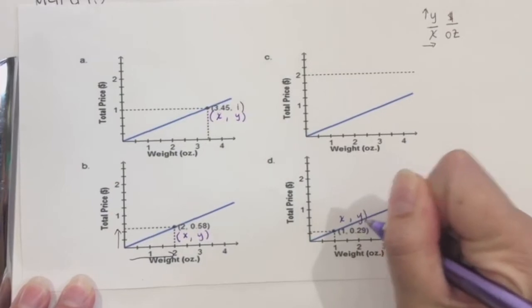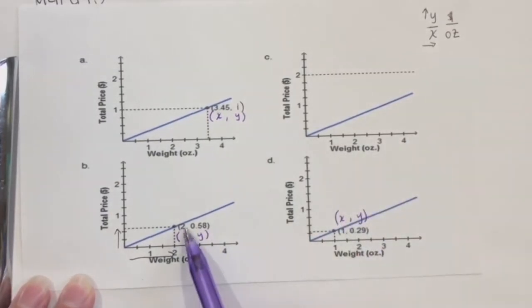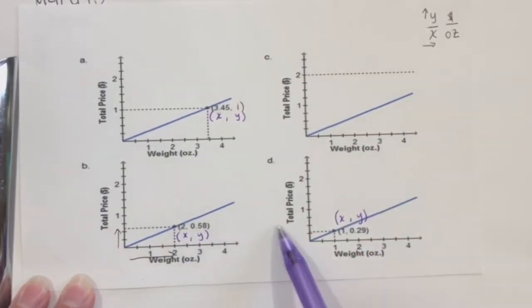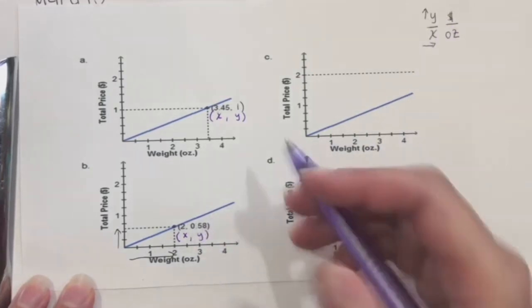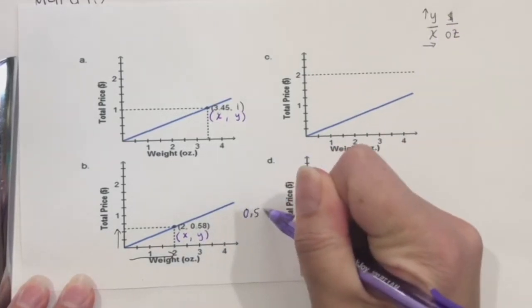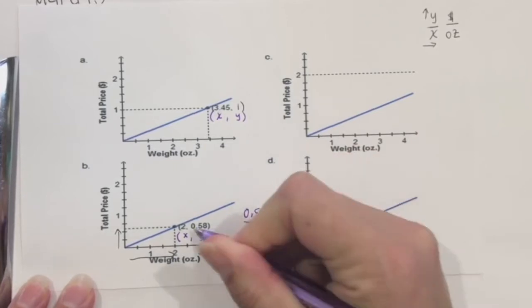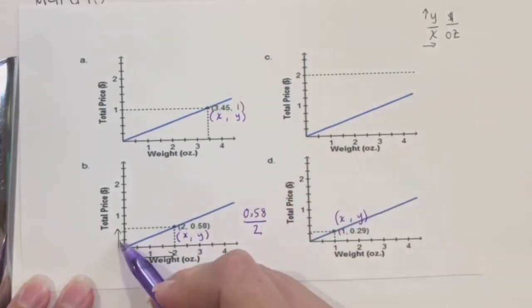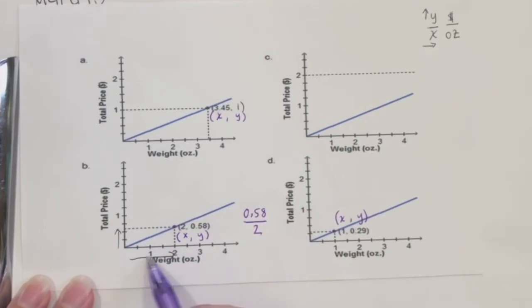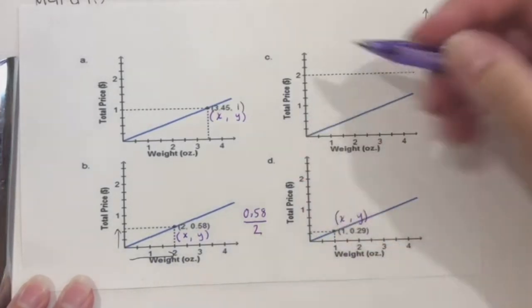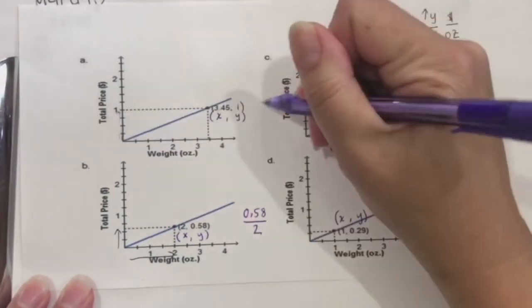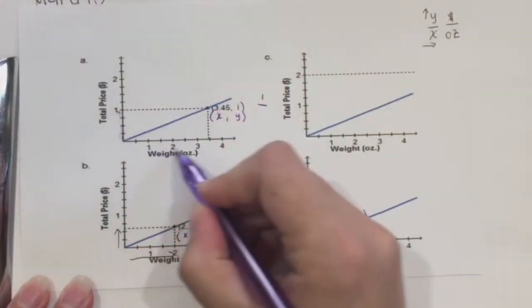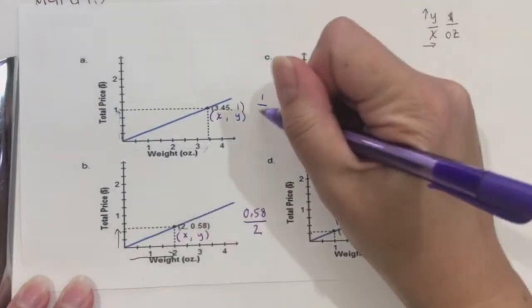X, comma, y. So you might be tempted to put 2 and then a line with 0.58 underneath it, but you would be doing it wrong. You've got to do y over x. So that's what we're going to do: 0.58 over the x, which is 2, because it went up 0.58 and over 2. Let's look at this one. This one went up 1, and it went over 3.45.